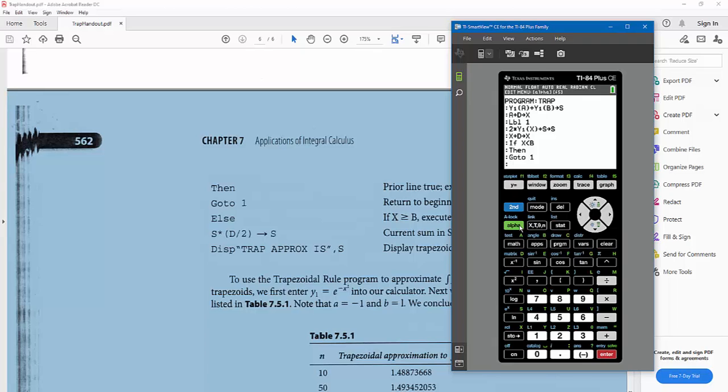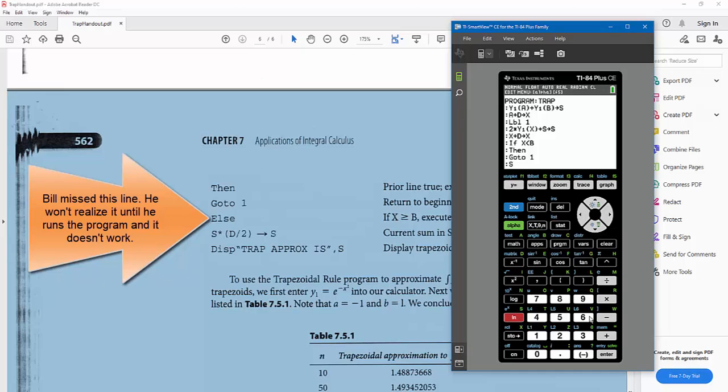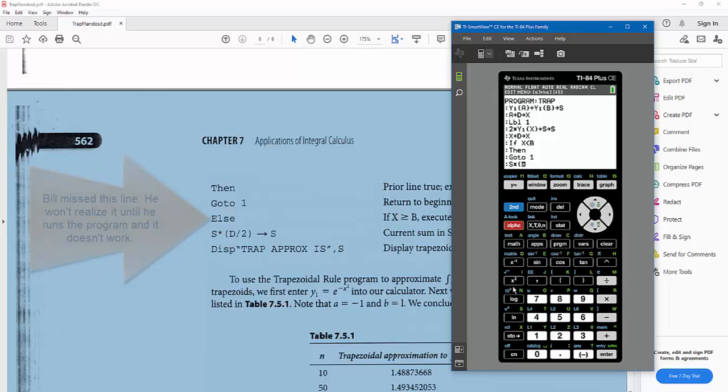And then the next line is S times the quantity D over 2. So D divided by 2. That gets sent to S. New line, display. So that's a program command. 3, and then quotes.